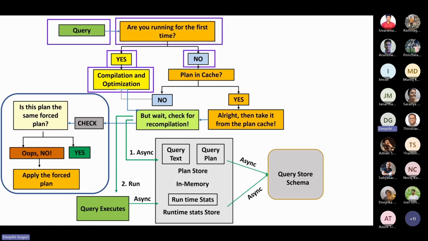Now, if the query is not running for the first time, it will check if there is a plan in the plan cache. And if there is no plan in the plan cache, you might be thinking, why wouldn't the plan be in the plan cache? There are several reasons why the plan might be evicted from the cache. For example, you might be restarting SQL Server, or there might be memory pressure on SQL Server, and old unused plans will be evicted from the cache. So it has to rebuild the execution plan again. It will go through the compilation and optimization phases again to build the plan.